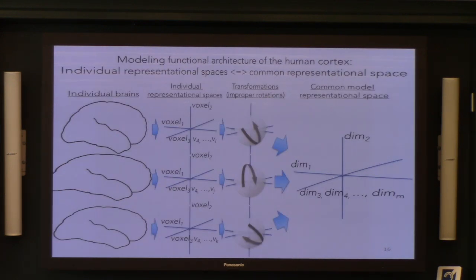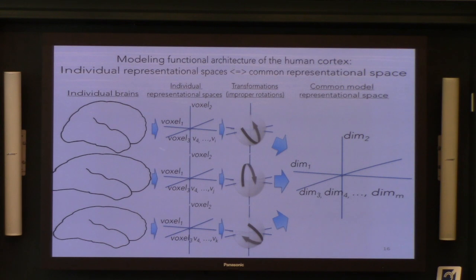Okay, so this is how we're going to do it. We start off with brains, and each brain has its own size and shape. And we convert a cortical space into an individual representational, individual information space, where each dimension is a voxel or a cortical vertex. Now these are idiosyncratic, because voxel 2 in one subject's brain is not functionally aligned with voxel 2 in another subject's brain, even though they're anatomically aligned. Then what we want to do is come up with some kind of transformation that will take these individual cortical information spaces and align them so that those pattern response vectors or connectivity vectors are in optimal alignment in a common information space.